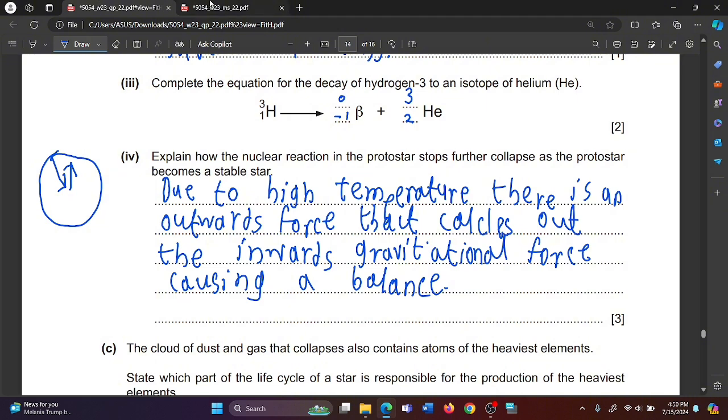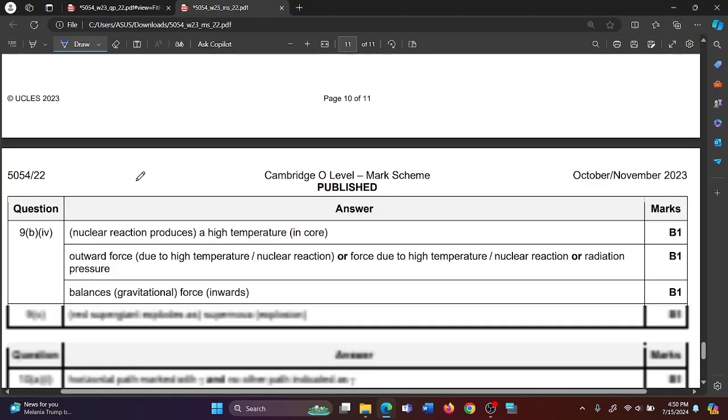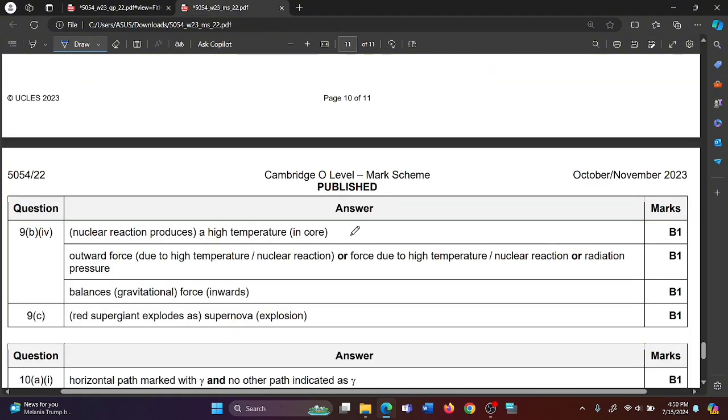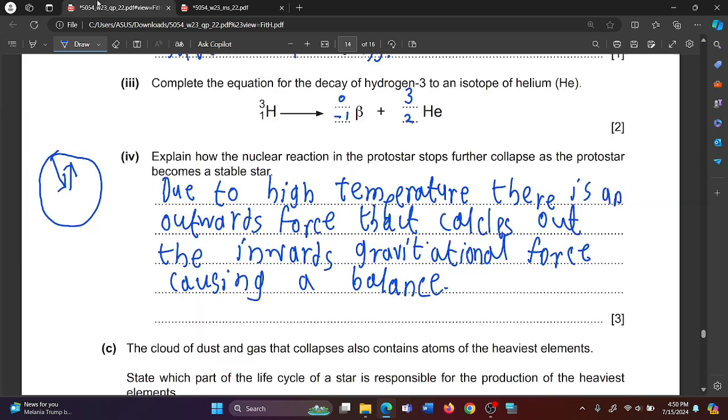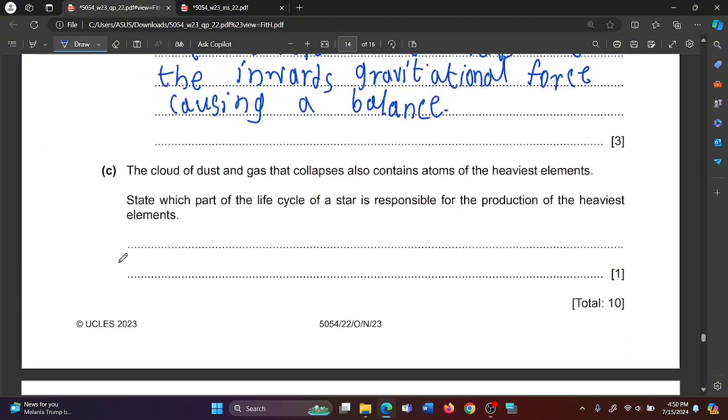This should be enough. Let's look at the mark scheme. High temperature in the core. Yes, we wrote this part, high temperature. Outward force. Yes, we did write outward force due to the high temperature in the nuclear reaction. We did write this part. And balances gravitational force. We also wrote this. Thus, we got the 3 marks in 9B4. Let's move on to part C.